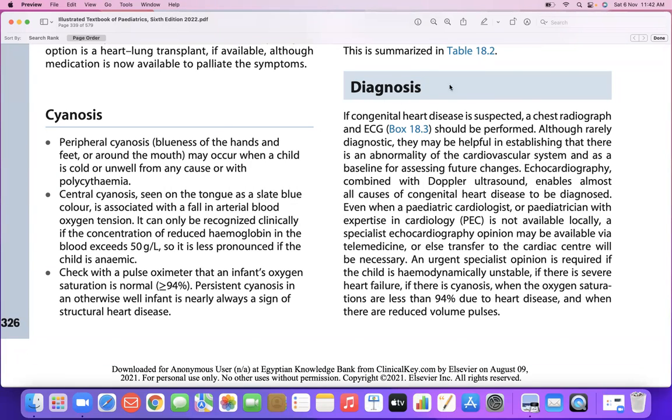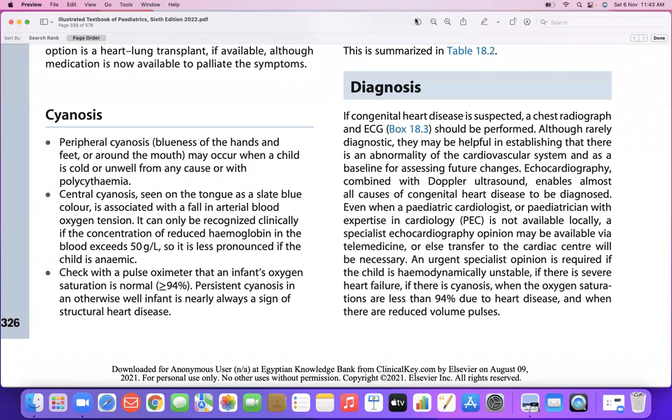So the diagnosis will always be a question for us. Any case of congenital heart disease that comes, we should know generally what we will list out. If congenital heart disease is suspected, a chest radiograph and ECG should be performed. So never forget to mention chest radiograph, ECG and echo. Although rarely diagnostic, they may be helpful in establishing that there is an abnormality of the cardiovascular system and as a baseline for assessing future changes. So obviously they are not diagnostic, but they are helpful to you.